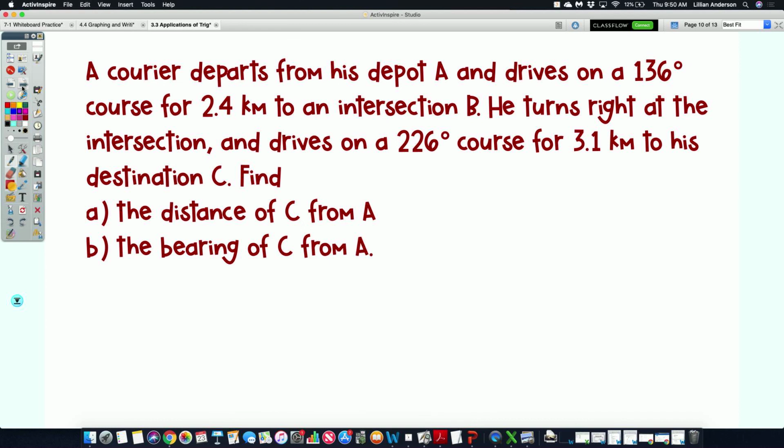For this one, I want you to try to draw the picture first before we actually find parts A and B. A courier departs from depot A and drives on a 136-degree course for 2.4 kilometers to an intersection B. He turns right at the intersection and drives on a 226-degree course for 3.1 kilometers to his destination C. Before we find part A and part B, I want you to draw this picture. Where does he start?